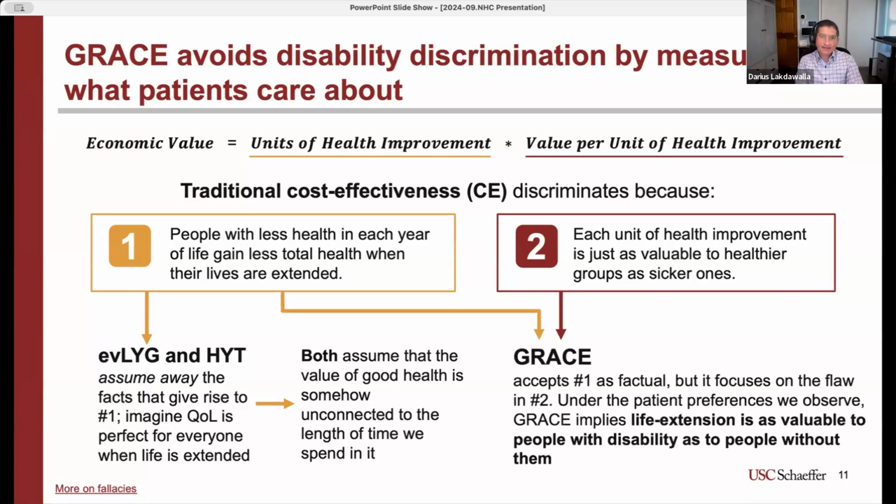In contrast, because GRACE focuses on the other aspect of discrimination, of how you value improvements in health for very sick people, you can show that under the patient preferences that we've elicited in real data, GRACE implies that extending life is just as valuable to people with disability as to people without disability. And that eliminates the discriminatory property that leads to the ban on traditional cost-effectiveness analysis.